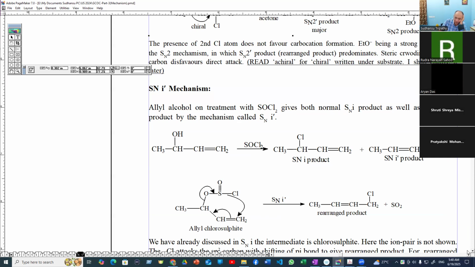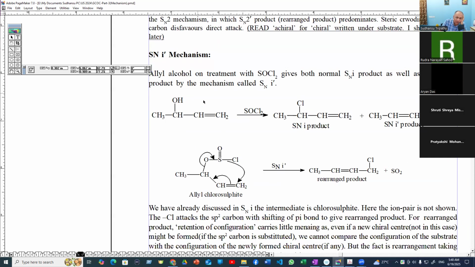See how the rearranged product will be there. The non-rearranged product, you know how the OSOCl will be produced. The alkyl chlorosulfite intermediate will be formed, which will rearrange with an intimate ion pair mechanism to retain the configuration. But here you see this is the SN dash product. There is no chiral center left. This is a chiral, but you are also getting the rearranged product.